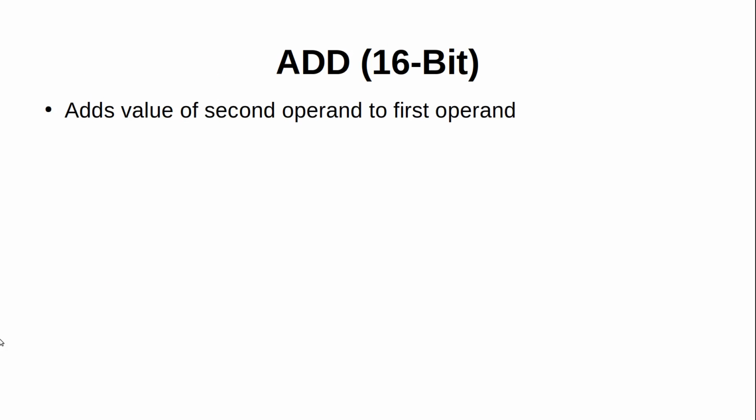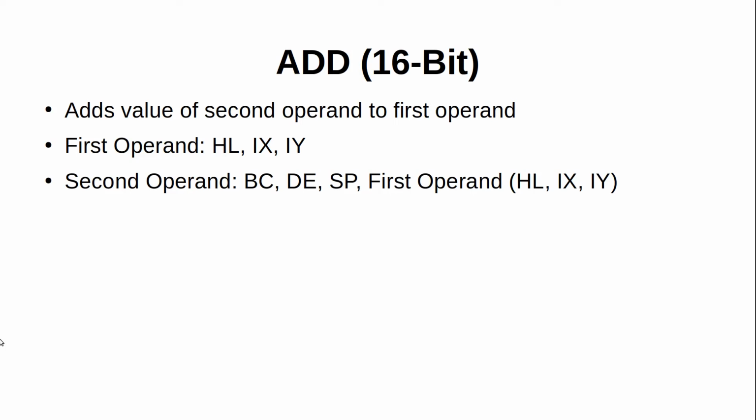Now let's get back to the add instruction, but this time look at how it can also do 16-bit addition. Again, the value of the second operand is added into the first operand, but this time the first operand can be either HL or one of the index registers. The second operand can be BC, DE, the stack pointer, or the register used for the first operand. That means you can add HL to itself, but not to IX, for example.